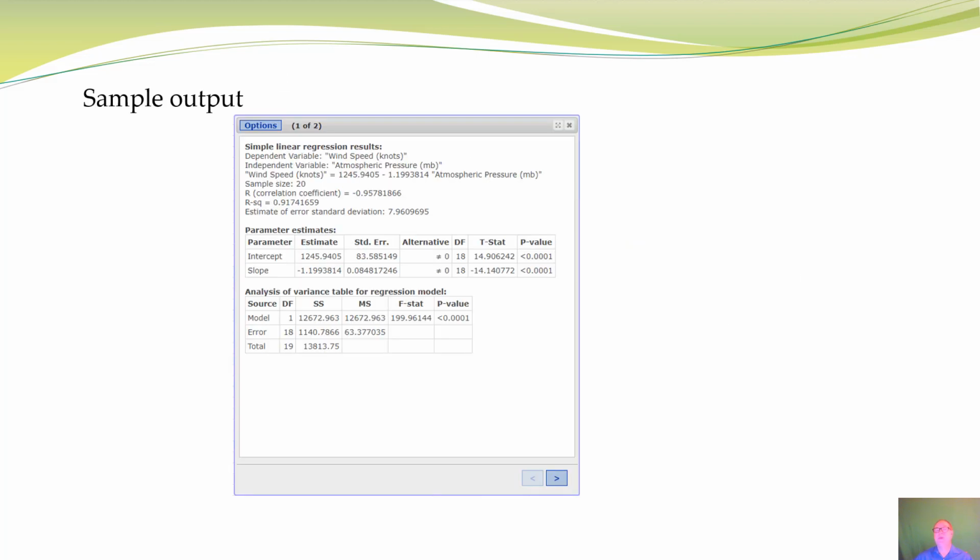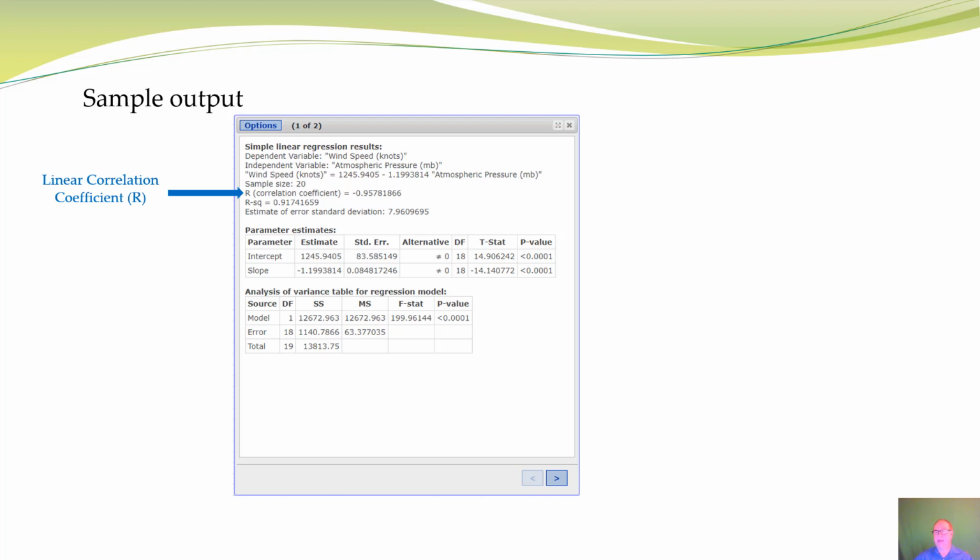Now, once you click Compute, this would be your sample output. If we look at this output, there's a lot of information on it. We're just going to use some of it at this point. In section 4.2, we'll use other information from this. So first off, the linear correlation coefficient is R, right here. It gives you the R correlation coefficient equals negative 0.9578186, and you would round it to the appropriate places they ask for. But this is where the linear correlation coefficient shows up in this screen.